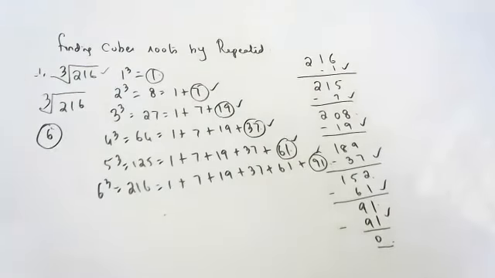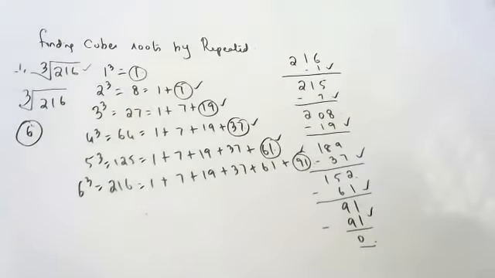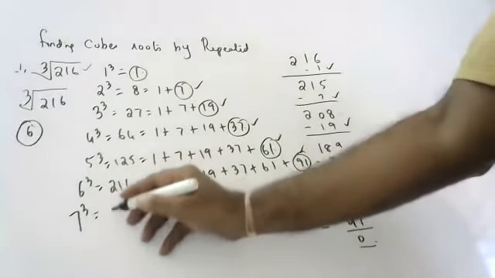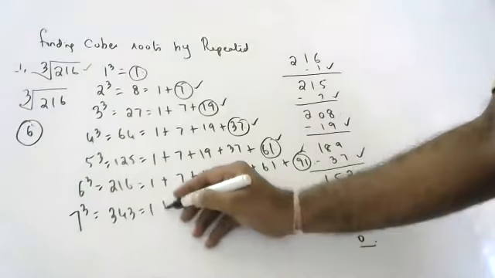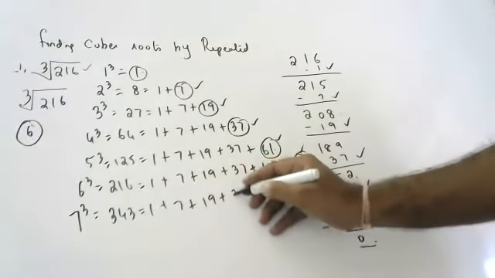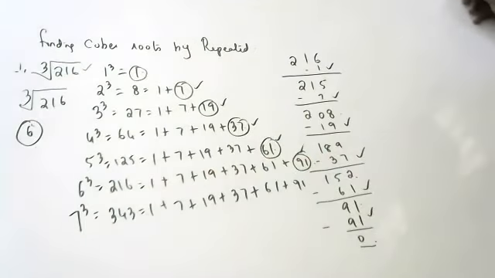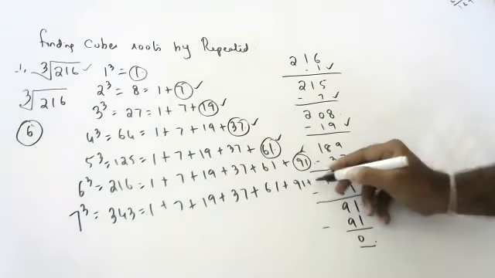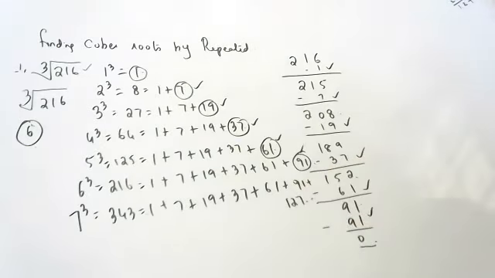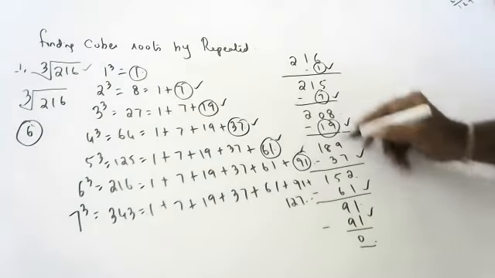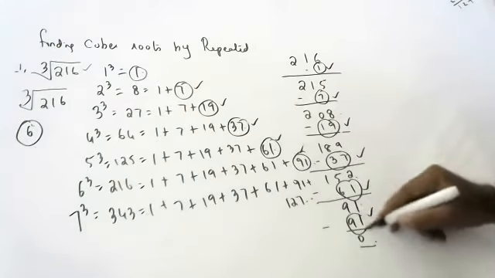Sir, why only till 6 cubes, sir? No, if you want 7 cube also, I will tell you. I'm just teaching you the procedure. 1 plus 7 plus 19 plus 37 plus 61 plus 91 plus how much next? 127. Next, like that, children. That's all I'm telling you. I have shown you this pattern to show how it works.